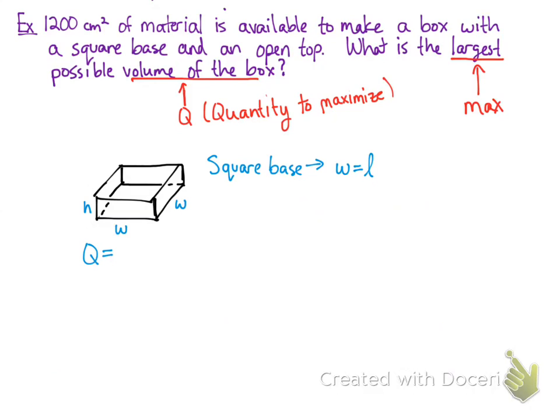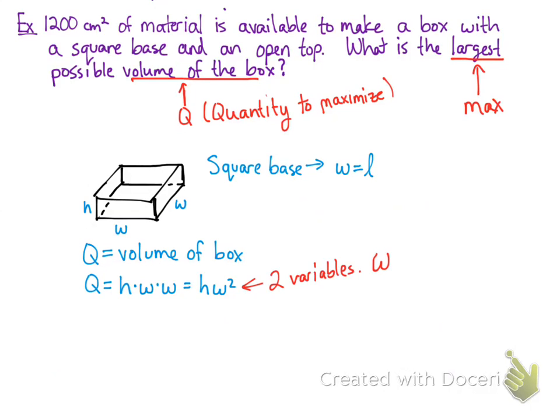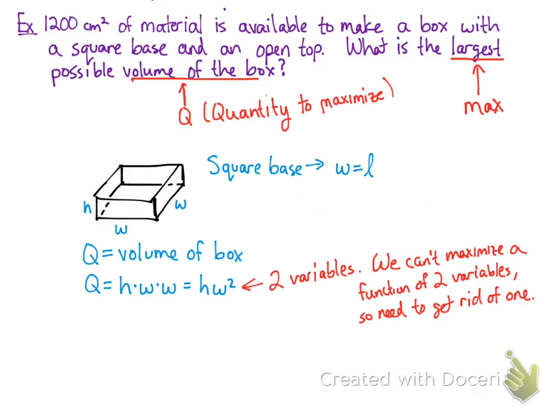Okay, Q, again, is the volume of the box, which is height times width times, again, width, H W squared. So there's our formula for Q. It's got two variables. We only know how to do calculus with one variable in a function, only to find the maximum or minimum, so we need to get rid of one of those variables. Well, how can we do that? We use the other information in the problem.